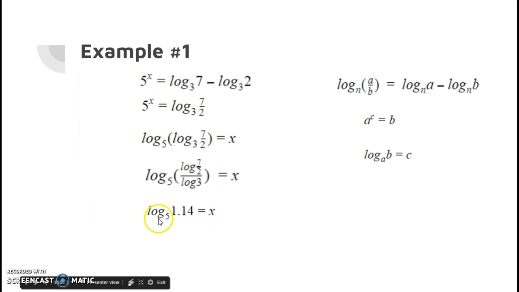And like in this case before, if your calculator does not have the log base button, you can simply put this as log of 1.14 all over log of 5, and you will get the answer as x equals 0.082.